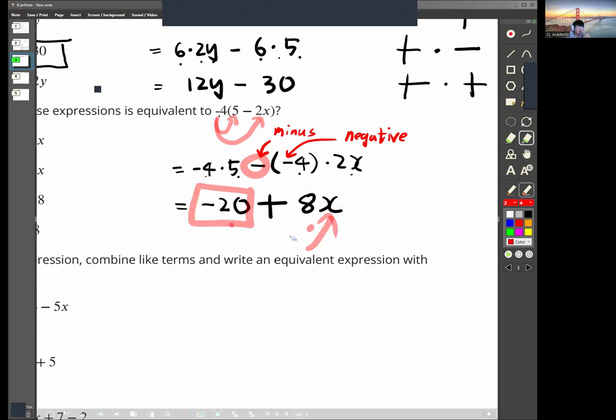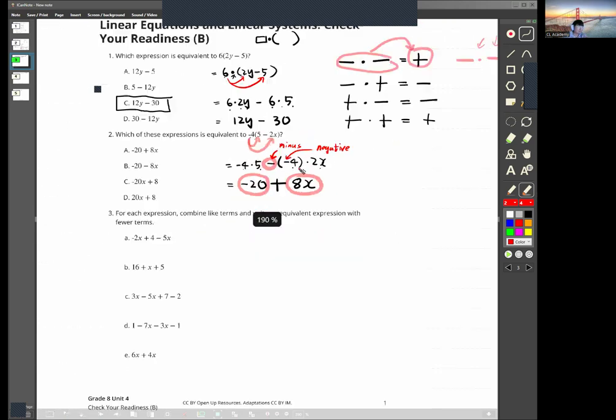So nothing we can do here. I know it feels weird, but you gotta get used to it. This is your final answer. There's nothing you can do. So the answer will be A.